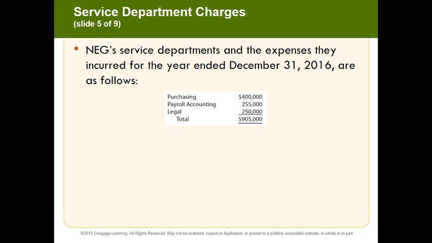Now they have a variety of other service departments that they have to support and fund. And the expenses that were incurred by those are listed here for purchasing, payroll accounting, and legal, totaling $905,000.